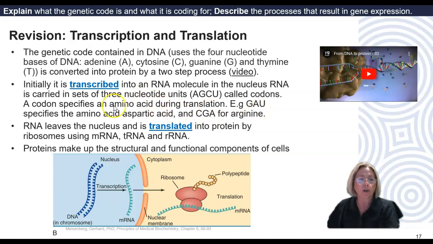For example, GAU specifies the amino acid aspartic acid, and CGA specifies arginine. This messenger RNA molecule leaves the nucleus and is translated into protein by ribosomes. This whole process requires the information in the messenger RNA molecule. It also involves another RNA molecule called transfer RNA and another one called ribosomal RNA that forms the ribosome. We're not going to go into that in detail here.